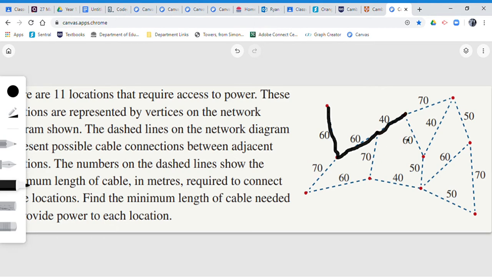Between 70, 70, 60, and 70, what is the smallest number? Every time you go through this, you're looking at each path. Between 70, 70, 50, 40, and 70, what's the smallest path? Between 50, 50, 70, and 70, what's our smallest path? Well, it's both 50, so I'll just go down and go to here.